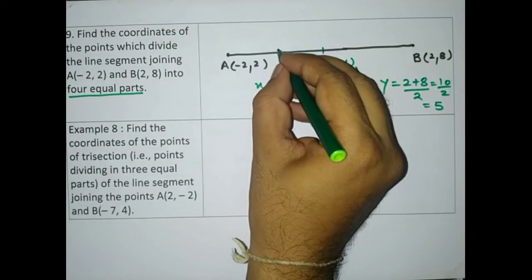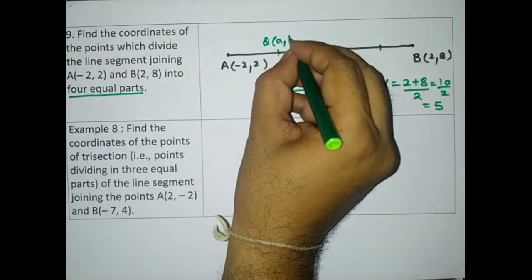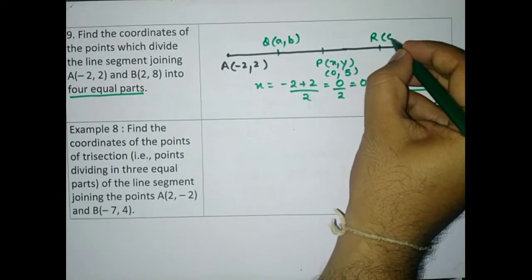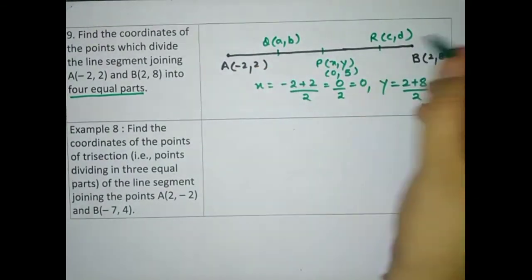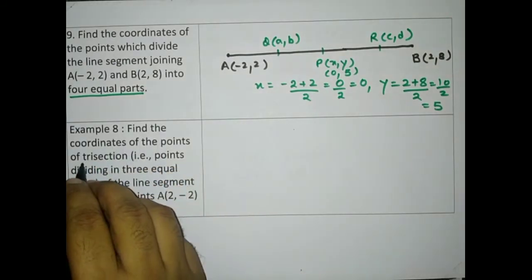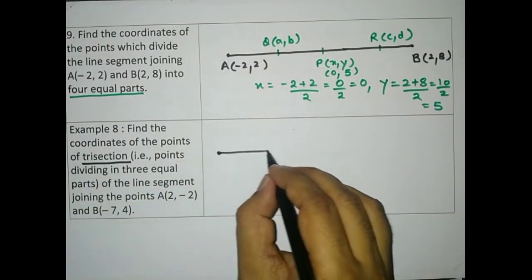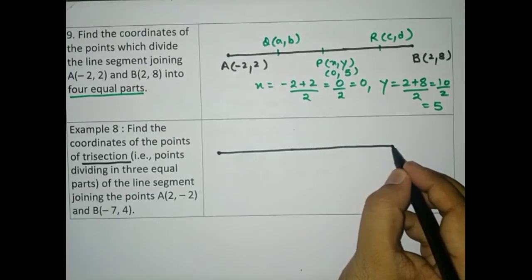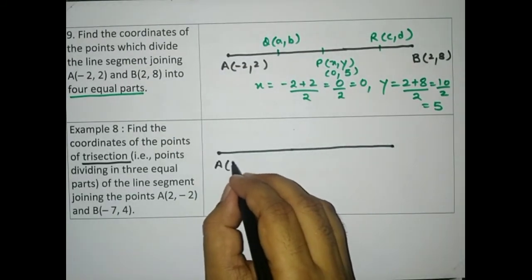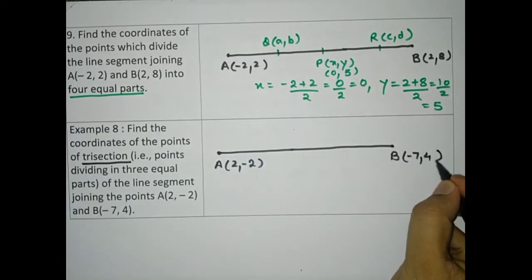Now the other 2 points can be taken as the midpoints of AP and PB. Let us say they are Q, that is a comma b, and R as c comma d. So apply the midpoint formula separately on AP and PB. You will get the points Q and R also. Now there is an example before this exercise which says find the coordinates of the points of trisection. Trisection means the points which divide the line segment into 3 equal parts. So the terminal points are 2 comma minus 2 and minus 7 comma 4.